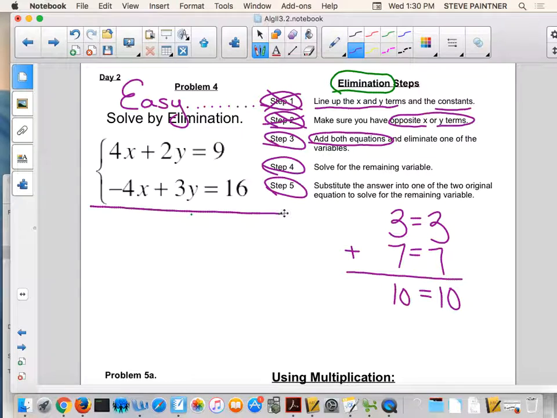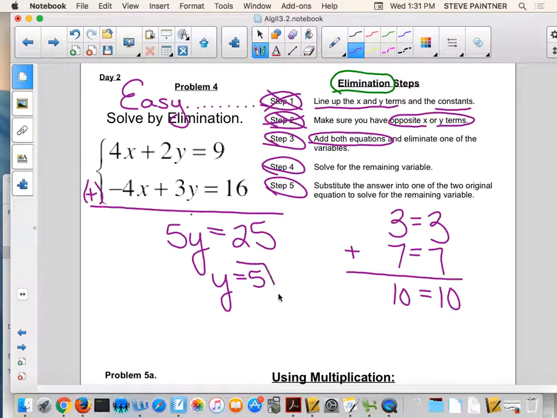Here we go. When you add, because you have opposites, what happens? Cancel each other out. You eliminate the x's, right? What about the y's? 5y. What about the constants? 9 and 16. 25. You're just adding. Look how easy this is now. 5y equals 25. What's y? 5. Well, by the way, you're half done. The answer to your system is something, comma, 5.